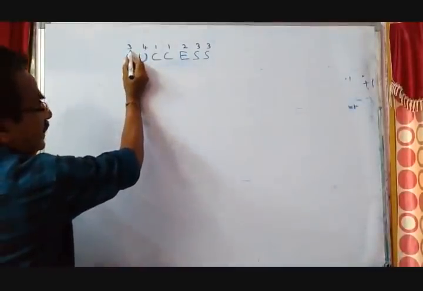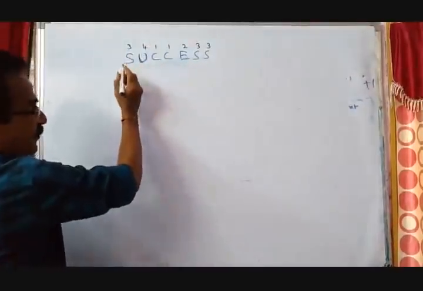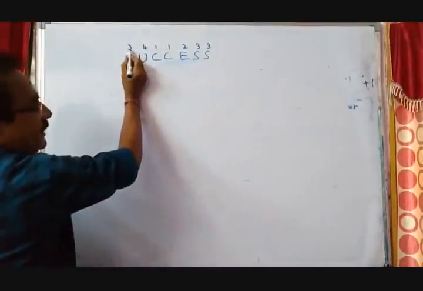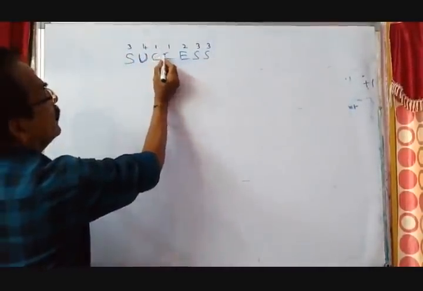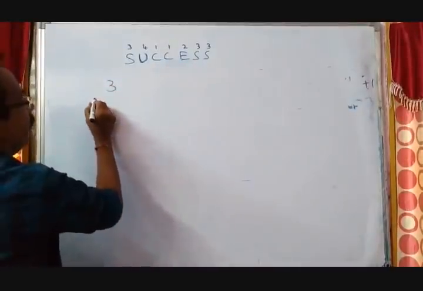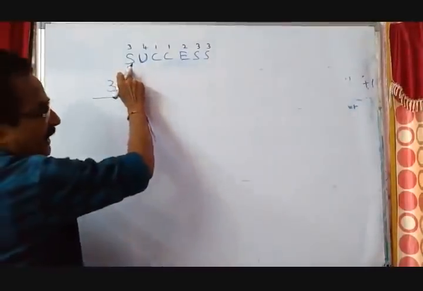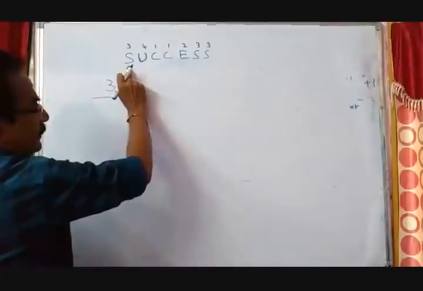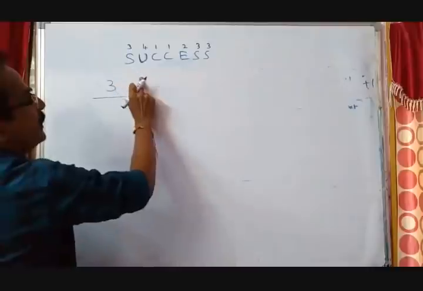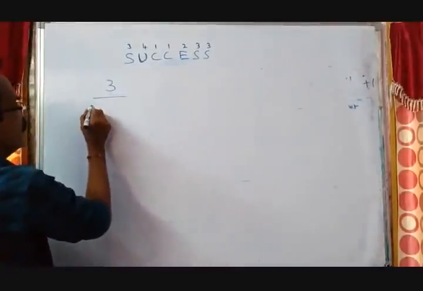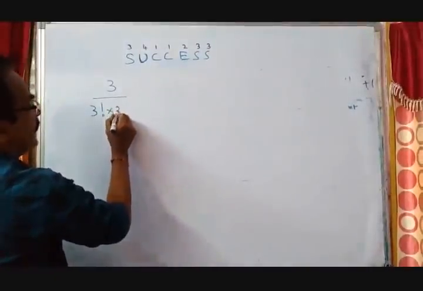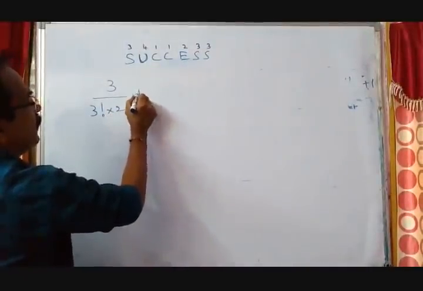How many letters are there to the right of S which are lower than rank 3? 1, 2, 3. So 3 by. How many letters are repeated to the right of S, including S? Including S, there are 3 S's. So 3 factorial into 2 C's are repeated, that is 2 factorial. That is about S.